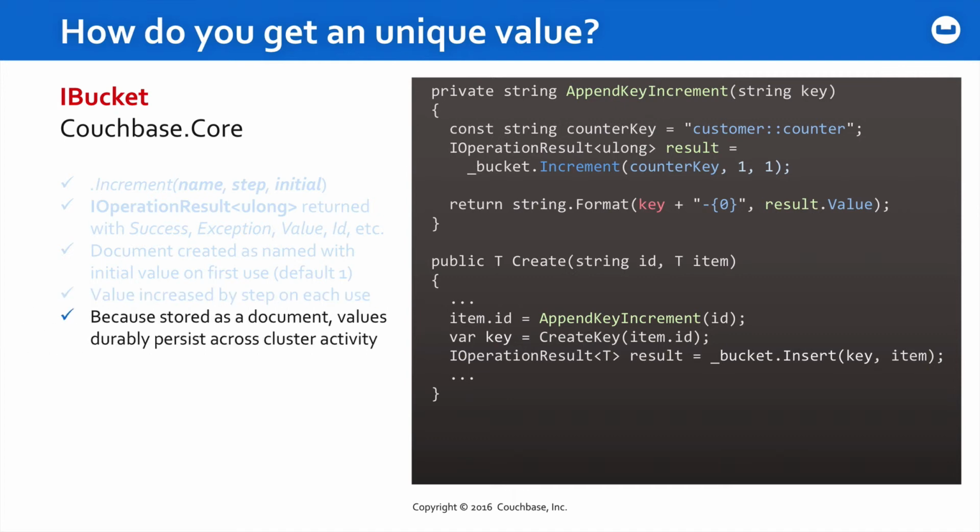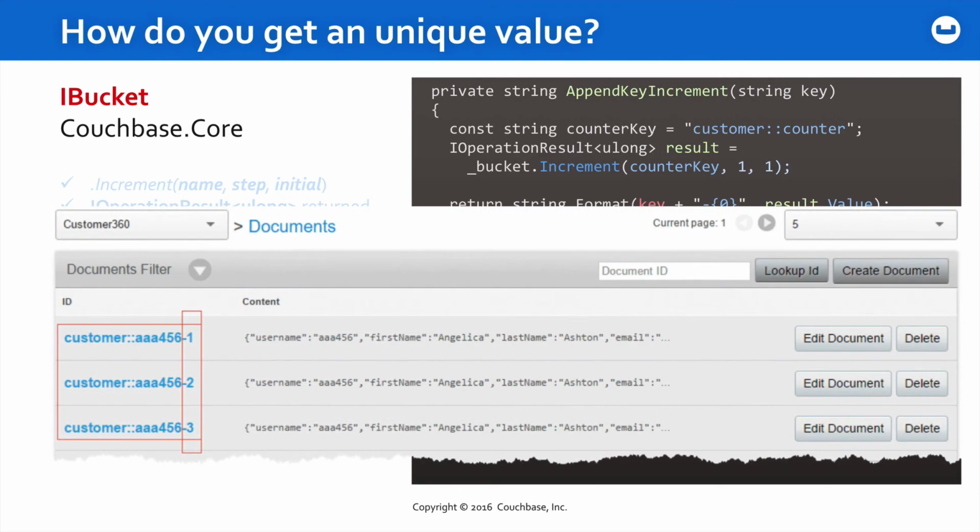Because this is stored as a document, these values durably persist across all your cluster activity. In the end, you end up with documents in a bucket, as you see here, that have auto-incrementing values appended to the end of each key, guaranteeing that each one is unique. Now, whether this is a better solution than doing an upsert or insert or replace, that depends on your needs and your application, but it's another tool for your tool belt.